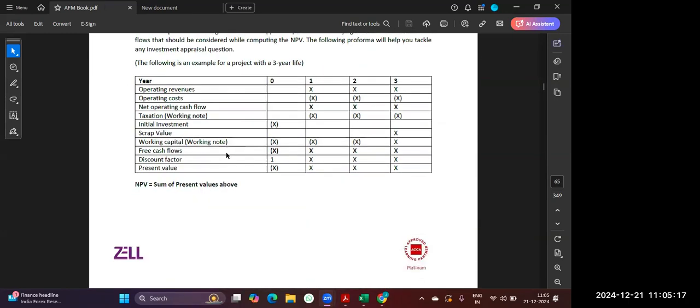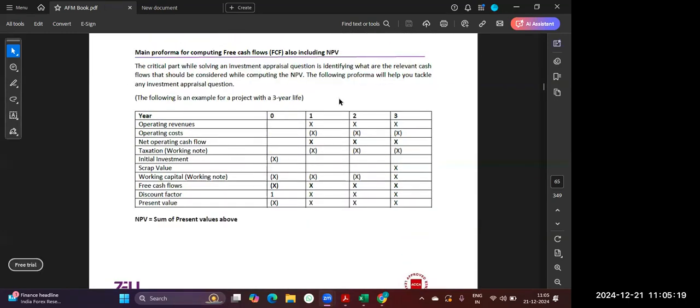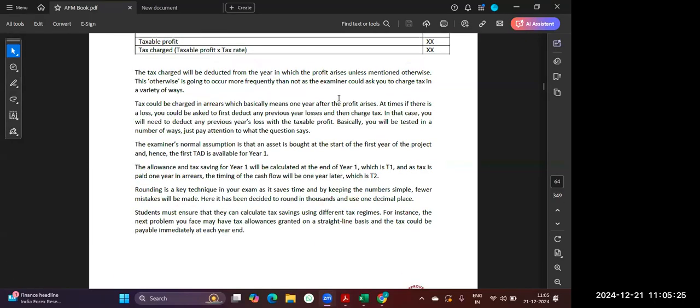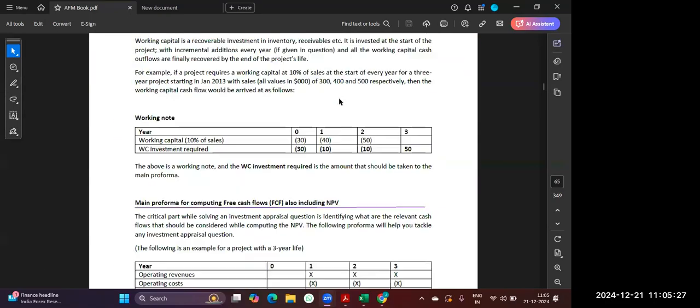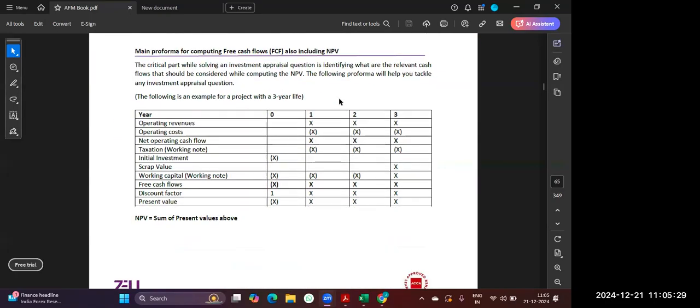Now, let's understand how we calculate an NPV, okay, guys? I'll come to working capital, tax and everything later on, but let's just first understand the format. Two things to remember over here. This is our primary format of calculating an NPV.